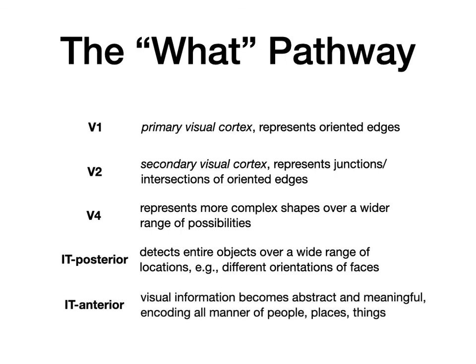And then IT anterior, so visual information becomes sort of abstract, meaningful. We start to be able to connect that up to semantic memory and catch things like, oh, this is a person, and I know who they are, or oh, that's the London Bridge, or whatever, right? Objects. So finally, from the bottom to top, we have raw edges, oriented edges, junctions of edges, shapes, multiple possible shapes, finally to the identity of the object that we can then bat around in the brain.